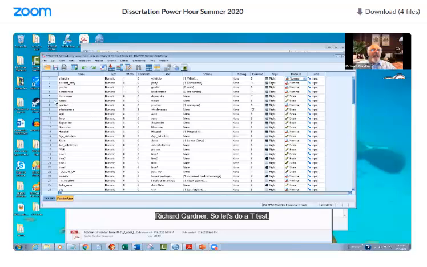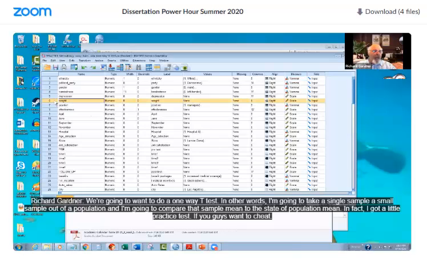So let's do a t-test. I'm going to do a one-sample t-test. In other words, I'm going to take a single sample, a small sample out of a population, and compare that sample mean to the stated population mean.